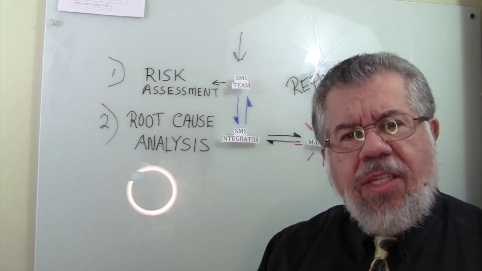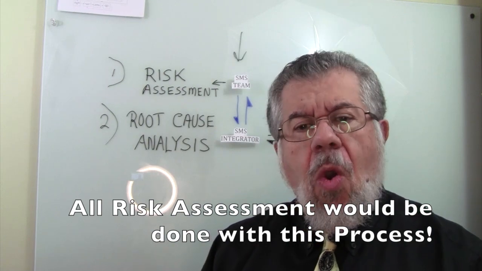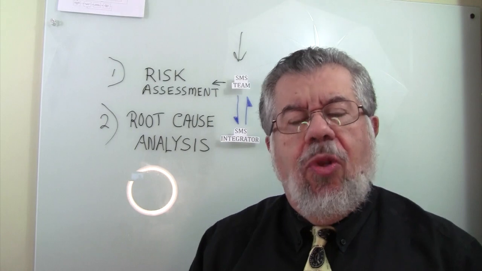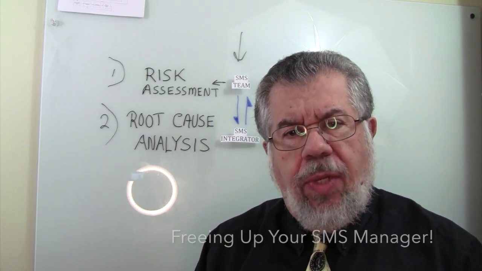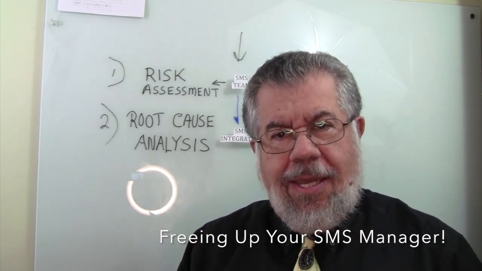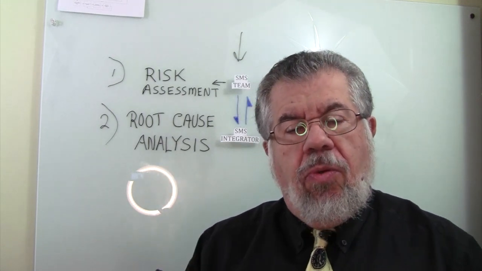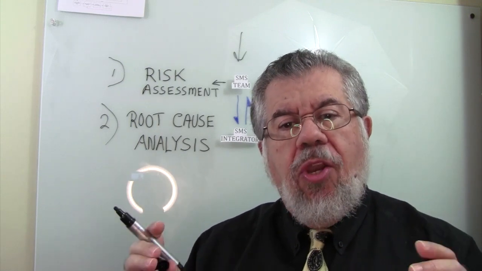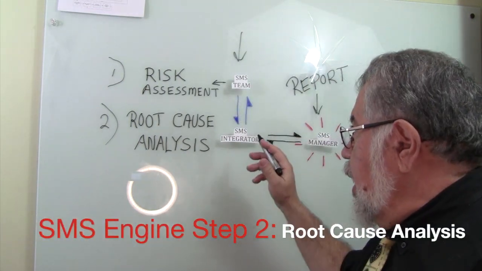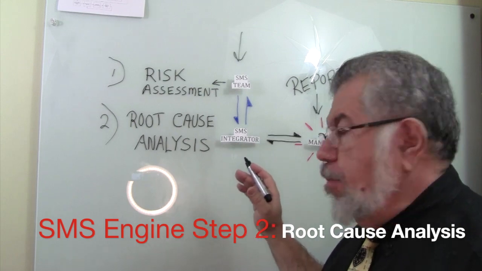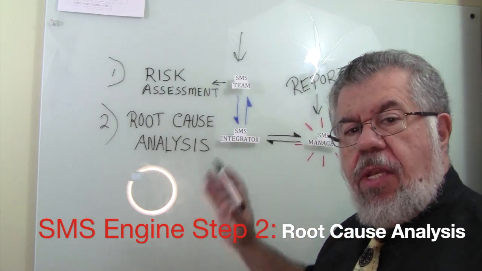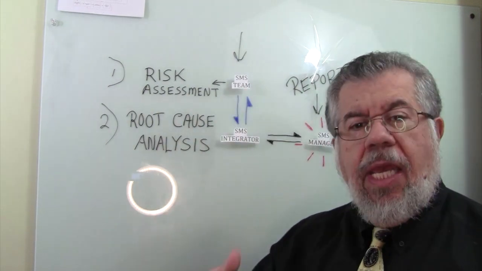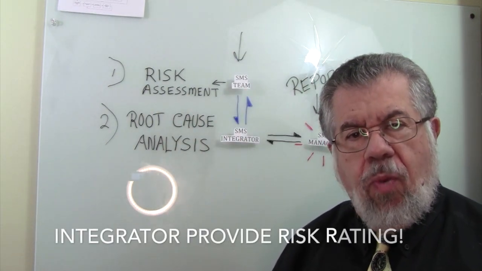So all of the risk assessment in your company would be taken care of by the integrator, freeing up your SMS Manager to perform other duties. Second, the integrator could be used alongside your SMS Manager for root cause analysis. In other words, an incident comes in. The SMS Manager simply passes it over to the integrator. The integrator contacts the team. They come up with a risk assessment rating.